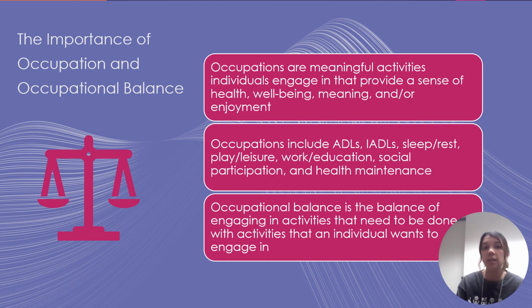Occupational imbalance is described as the imbalance of time spent doing what is needed to do compared with what an individual wants to do. For example, occupational imbalance may occur when an individual spends too much time working instead of engaging in their preferred hobbies or family time. Similarly, occupational imbalance can occur when an individual prioritizes an occupation such as rest and sleep and disregards all other important occupations such as work, education, or ADLs and IADLs.